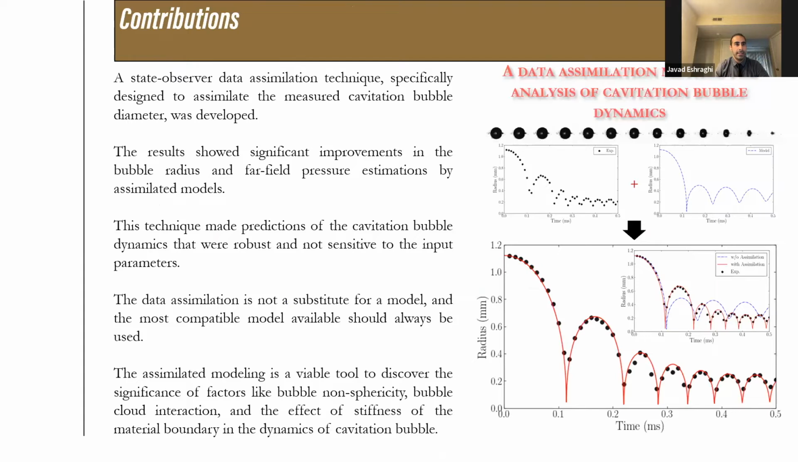With this, I guess I can conclude this chapter by highlighting the contributions of this work. The data assimilation modeling most accurately estimates the bubble diameter and far-field pressure. Although the simulated model is not a substitute for high-fidelity models, this technique overcomes some limitations. For example, the inherent model assumptions such as bubble sphericity and chemical reactions within the bubble that are difficult to be modeled, and makes the model's output more robust with respect to the physical parameters' initial values.